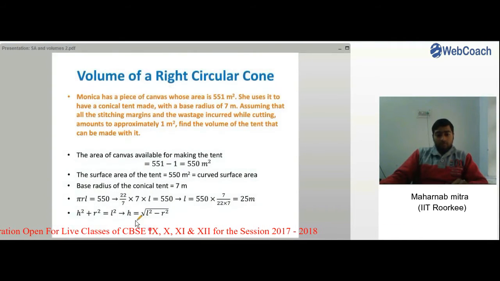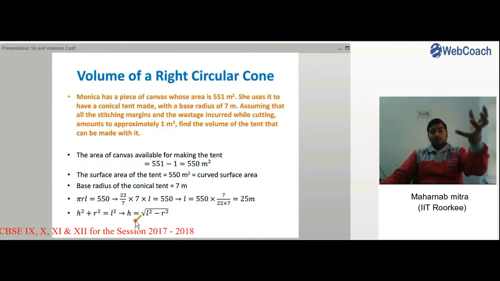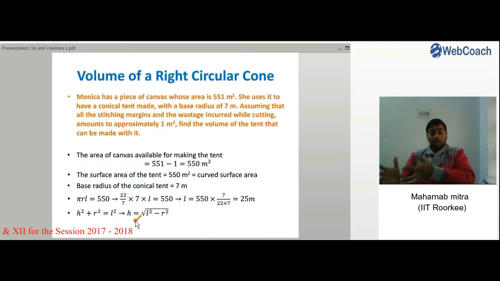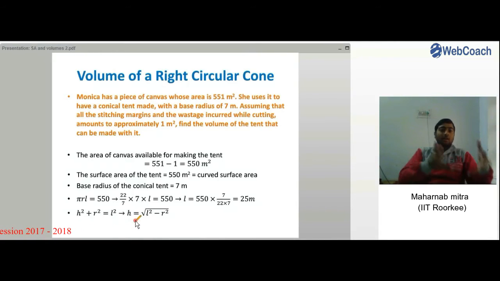So after putting the corresponding values and after taking all the known terms to one side and the unknown terms to the other side, which is, we are taking h on one side and l and r on the other side, and then we have taken the square root so that we get h instead of h square directly. So we get h by doing the square root of l square minus r square.